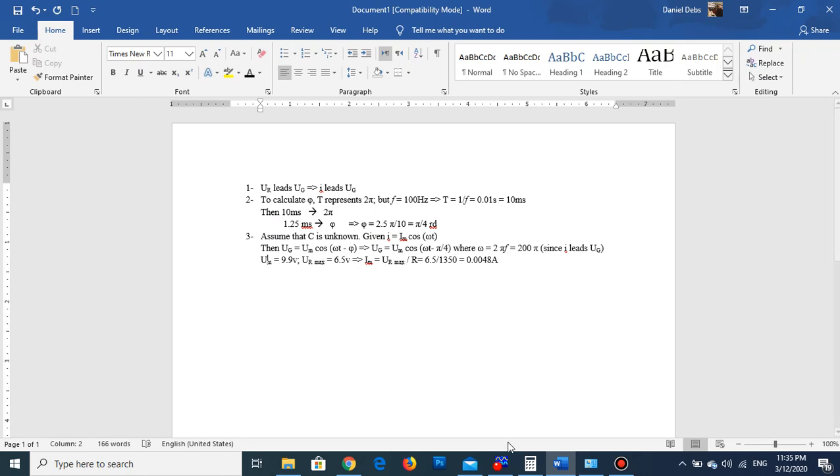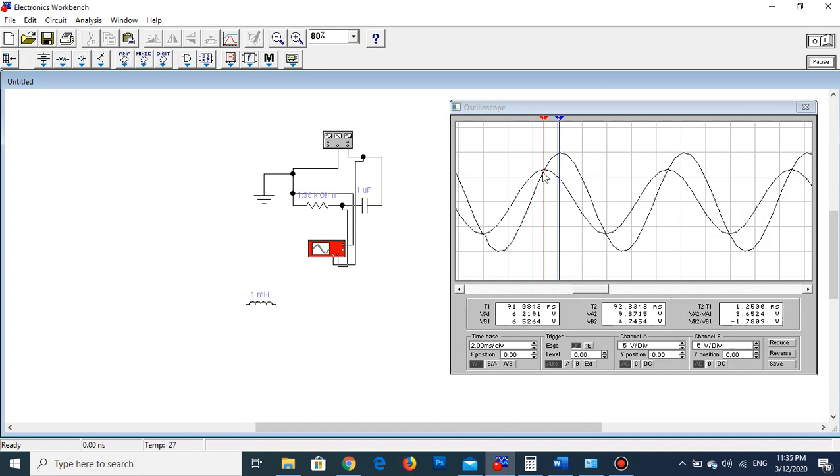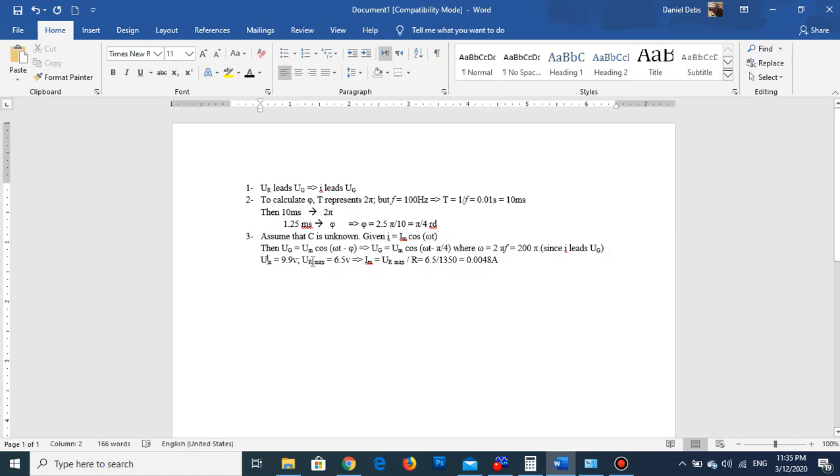And what about UR max? UR max is very simple. It is the voltage read by 1 for channel B. 1 channel B, it is 6.52 volts. So I wrote it here. UR maximum is 6.5 volts.